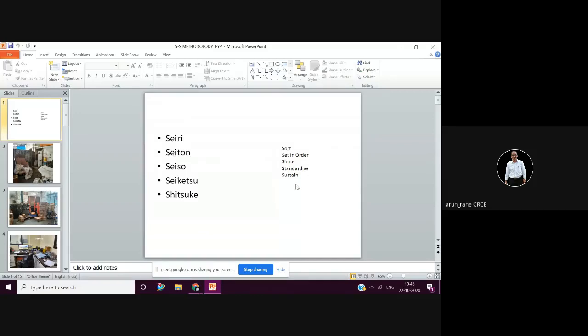Shitsuke is nothing but sustain, maintain. That is what is important. Maintain your brand, maintain your quality, maintain your machine. See, when to withdraw. You know that PLCM, product life cycle management. When to withdraw from the market, when to go, when to launch. You know, new product, new model. This is what is very important.